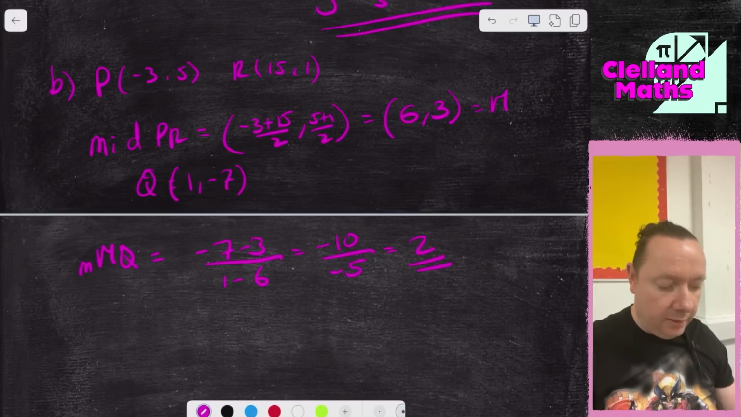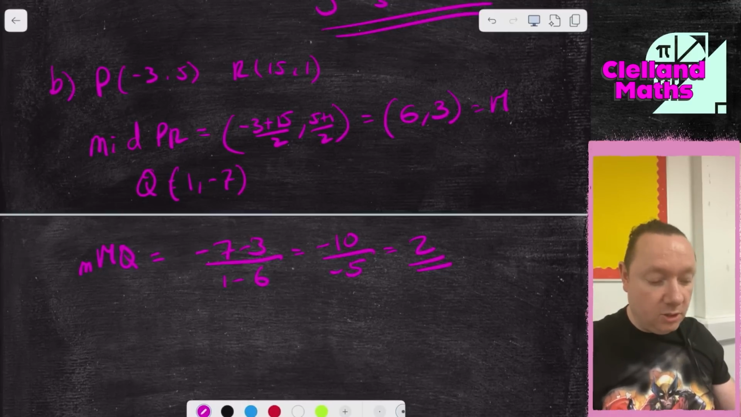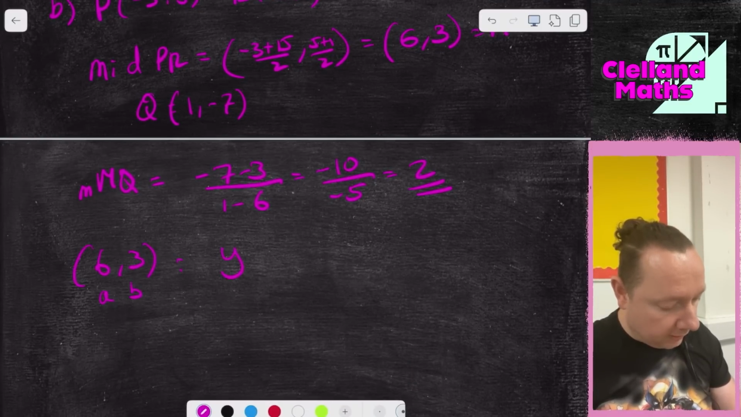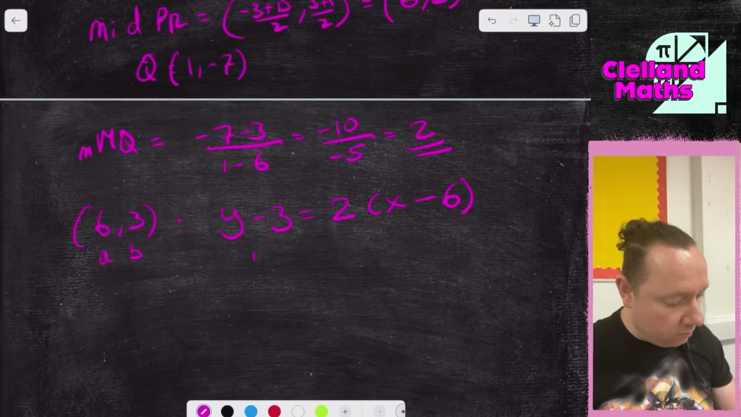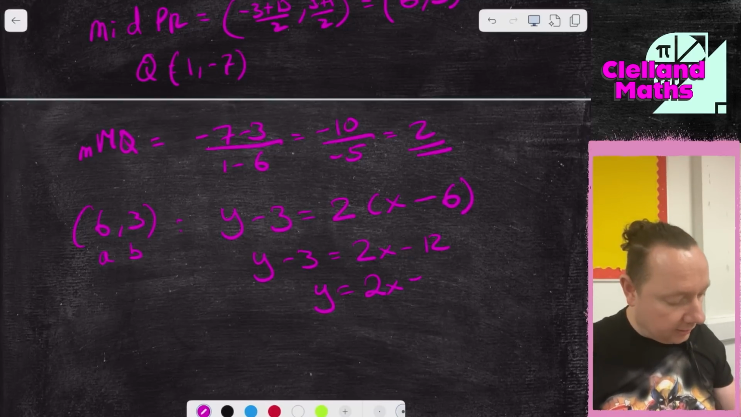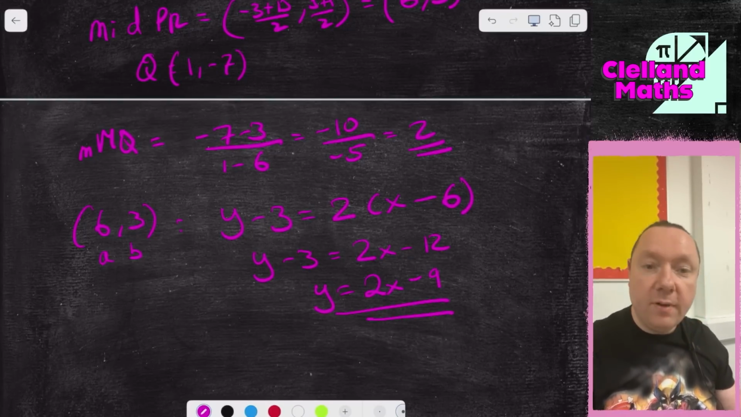So we've got a gradient, now we need to pick a point. We can pick M or Q. Well, M is easier because it's just all positive. It is 6 and 3. So using 6 and 3 for my a and my b, I've got y minus b equals m, x minus a. Expanding that out, y minus 3 equals 2x minus 12. So y is 2x, minus 12 add 3 is minus 9. And we're done there for that question.